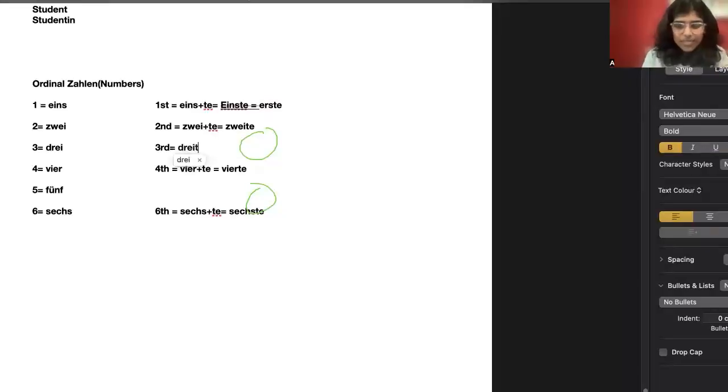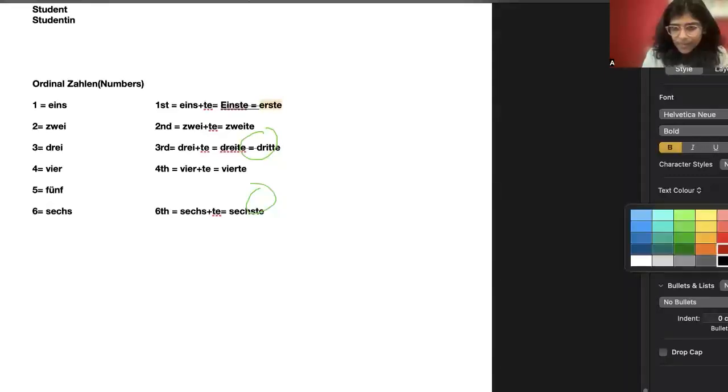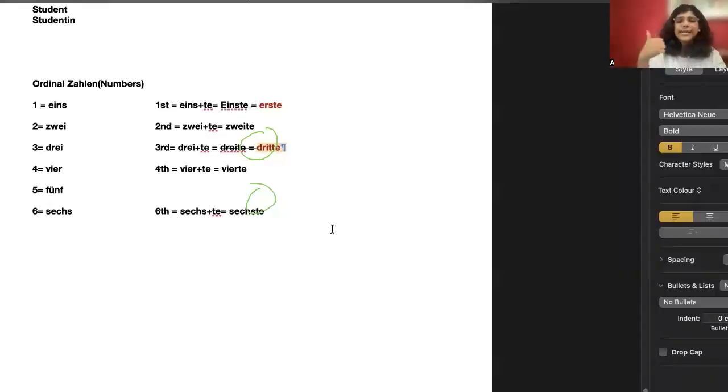And what is third? It should be drei plus te, so dreiter, but the answer is not dreiter. The answer is dritter. Only these two are the exceptions that we have to remember. Erster, zweiter, dritter, vierter, fünfter, sechster, siebenter, achter, neunter, zehnter, elfter, zwölfter.